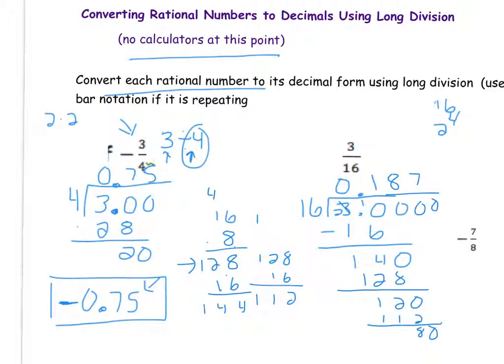112 with 7, so I'm going to guess maybe 5. And 5 times 6 is 30, and it's exactly 80. So I have a remainder of 0, and so I know that it's terminating. So this is my answer because my fraction was positive. So 3/16 is equivalent to the decimal of 0.1875 because it names the same number.